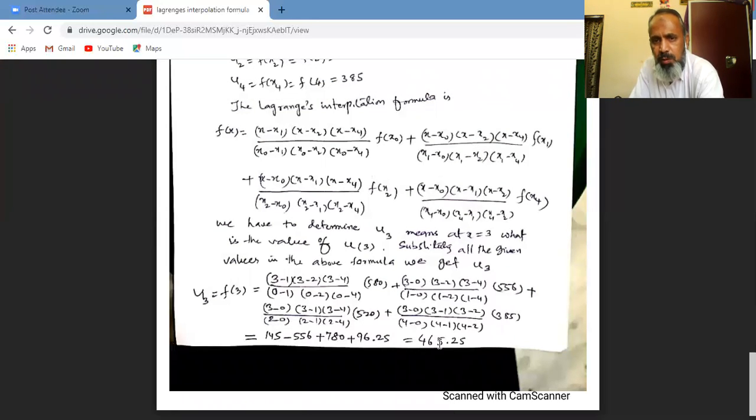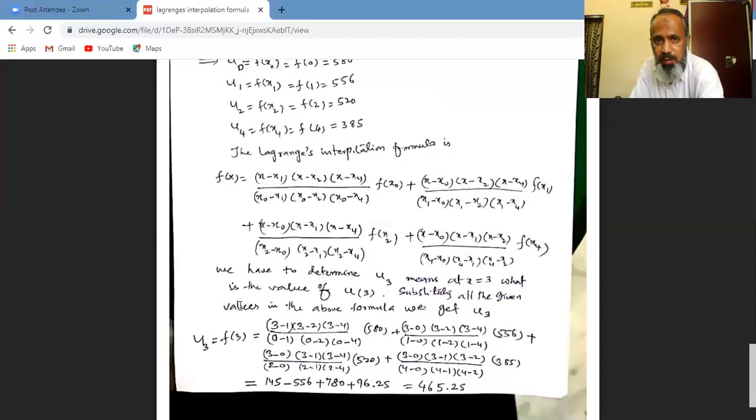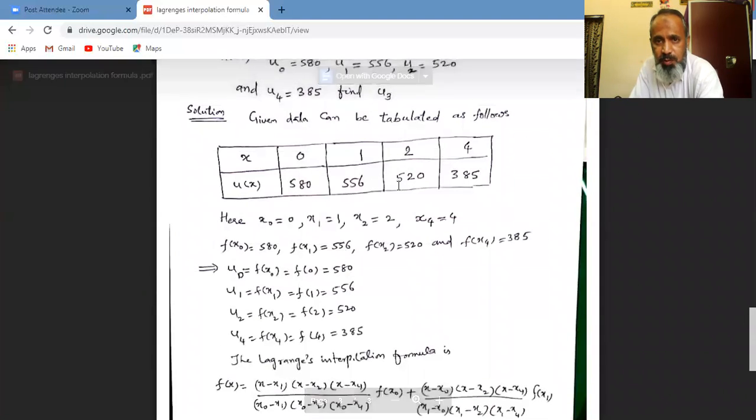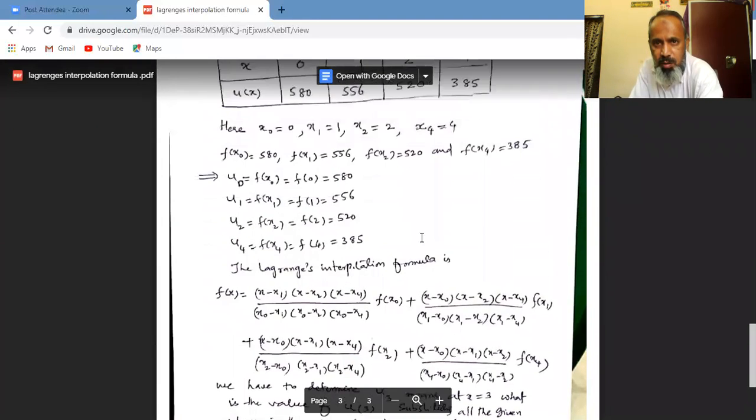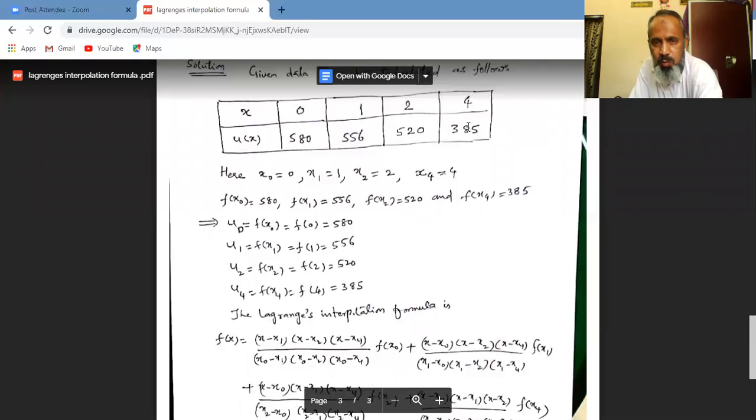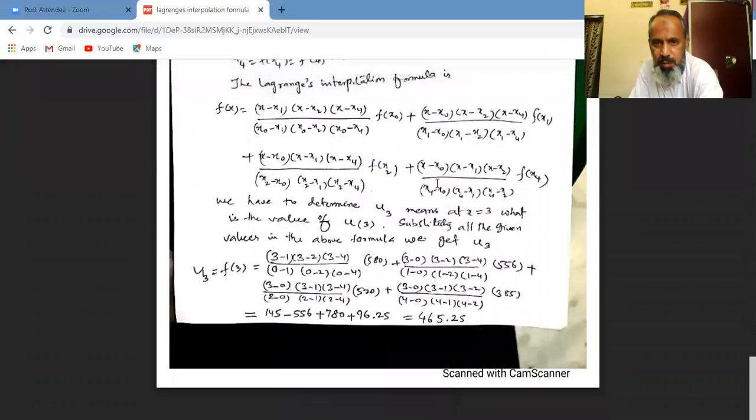So this value should be in between the value of u2 and u4. So let us see here, what is the value of u2? u2 is 520 and u4 is 385. So these values are decreasing. At x is equal to 0, 580, 556, 520 and 385. So our value will be in between 385 and 520. So what we get here? We get 465.25, which lies in between the values of u2 and u4. So this means our value is right.